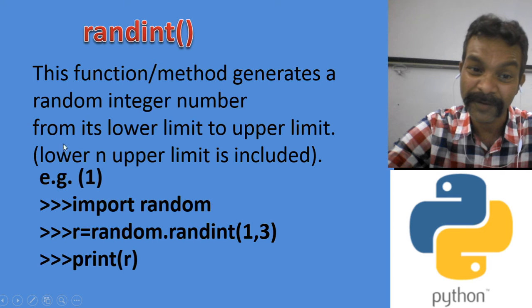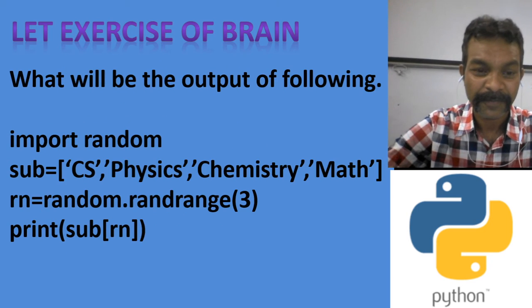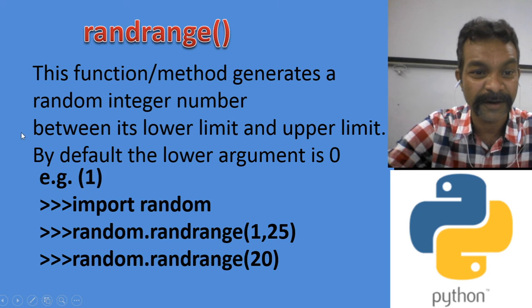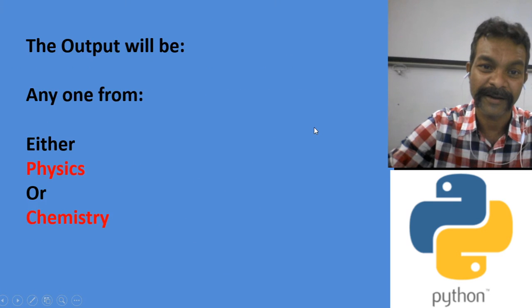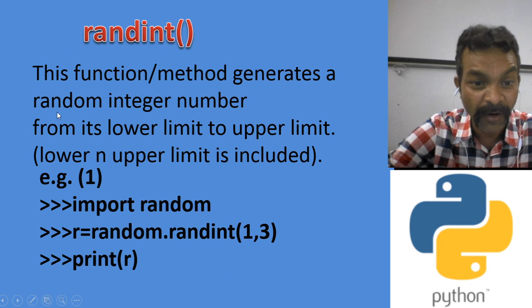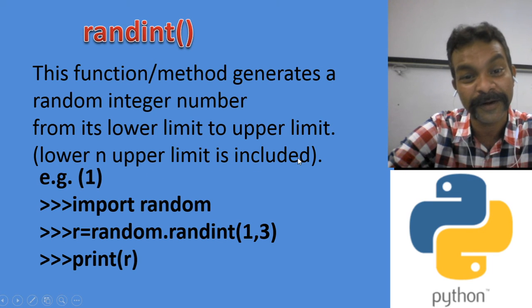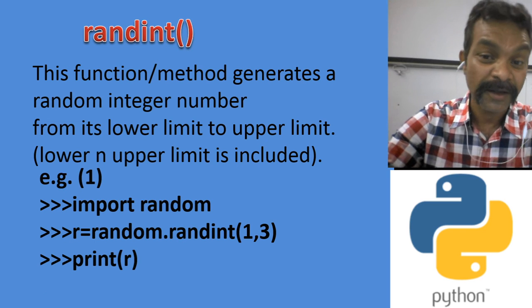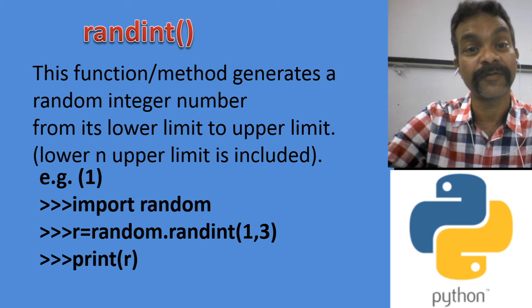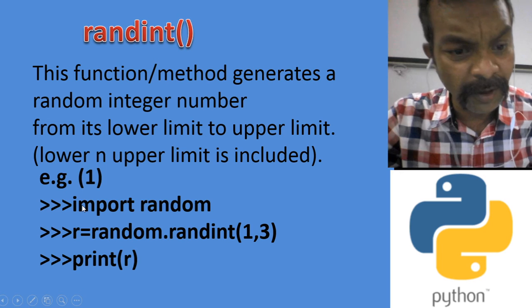See, don't be confused here. In our previous example, the randrange function generates the number between its lower limit and upper limit. And in the randint function, from its lower limit to upper limit. It means the lower and upper limits are included in the randint function. And in case of the randrange function, it was not included, it was excluded. So see this example so that all your doubts will be clear.